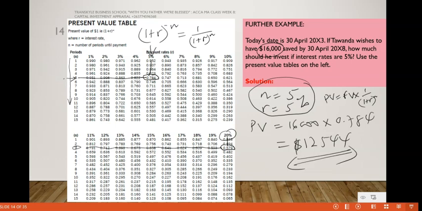So if Tawana invests 12,544 today, he is assured of getting $16,000 in 5 years' time.